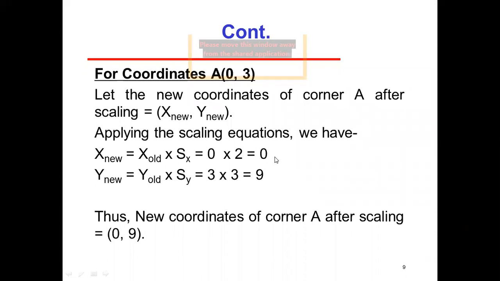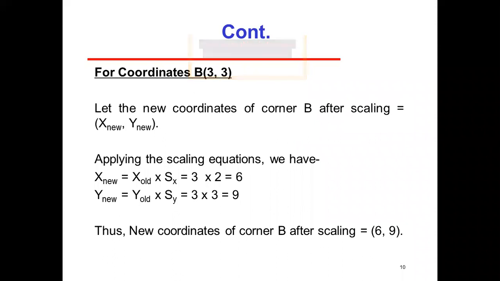Now you can calculate easily. This will come 0 after multiplication and this will come 9. So thus the new coordinates of corner A, or you can also call vertex A, after scaling are 0, 9. Okay. For A, this is the initial coordinates and this is the final coordinates.